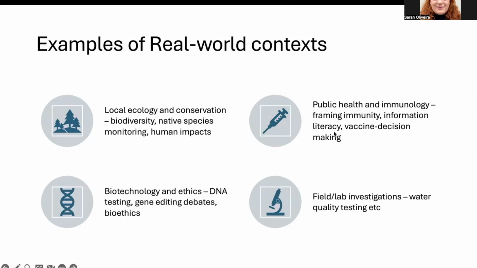Some examples of real world contexts. Local ecology, that's actually really easy in New Zealand. I'm going to give some photos of this shortly, but like a rocky shore, for example, or even going for a hike up a mountain, there's a lot you can look at for biodiversity in New Zealand, and it's very unique. So it's very easy to incorporate that, even if you were just doing external based stuff.